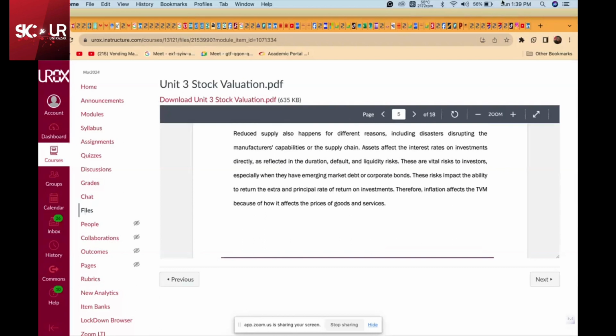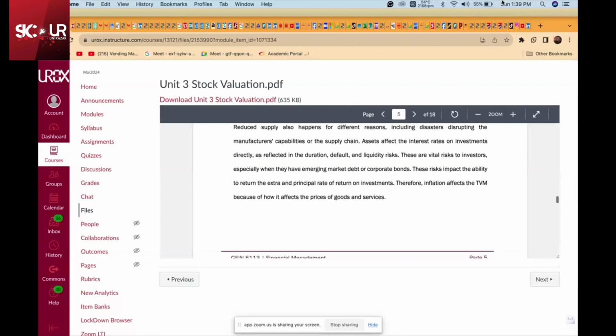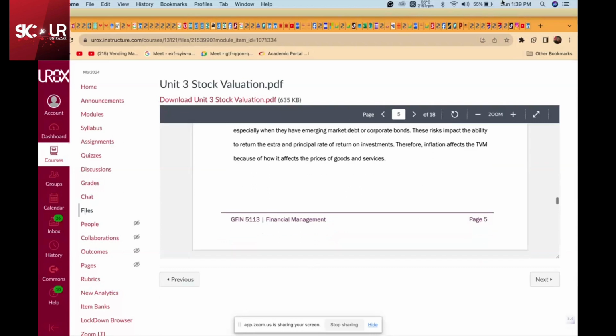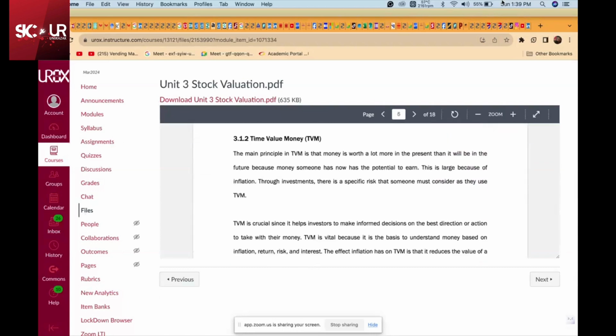There are vital risks to investors, and an asset may increase in value or may depreciate in value. That risk needs to be taken into account also in business.